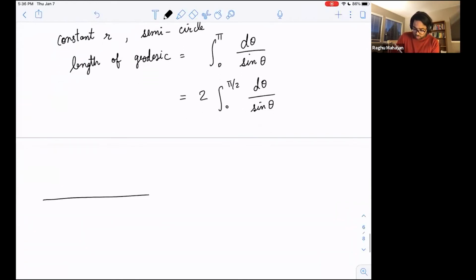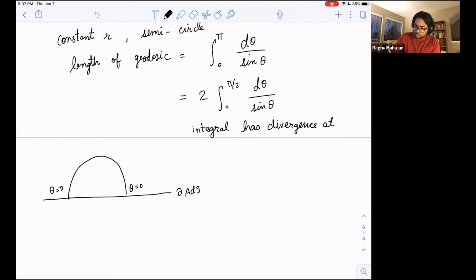The point is simply that we had the semicircle here, and theta equals 0 and theta equals pi are near the boundary of AdS. And distances are big at the boundary of AdS. So this integral has a divergence at theta equals 0 and theta equals pi, which is at the AdS boundary. And this we expect. We expect these lengths to be infinite because we're in hyperbolic space. And this represents the fact that the entanglement entropies in a continuous quantum field theory are also infinite. They're infinite because of UV divergences, like between modes here and modes here. So there's some entanglement, and there's a divergent amount of entanglement.